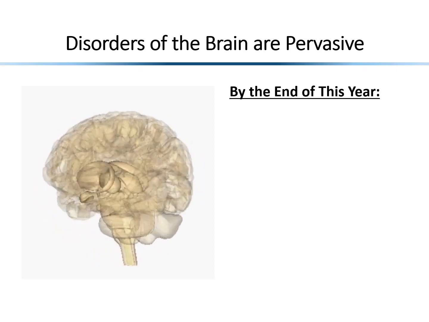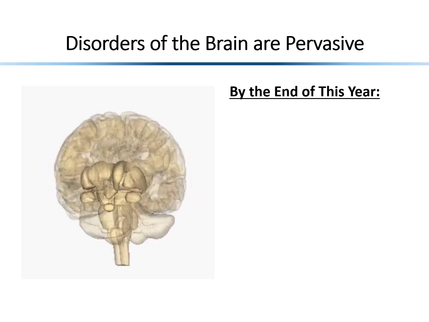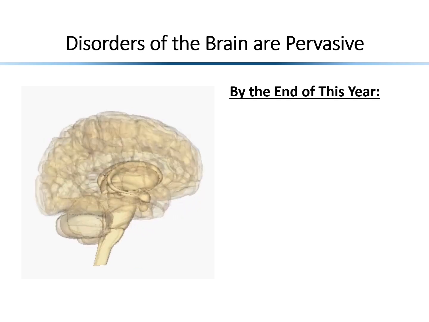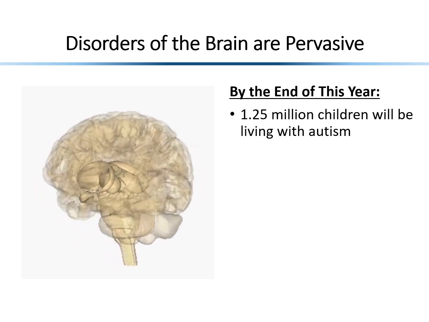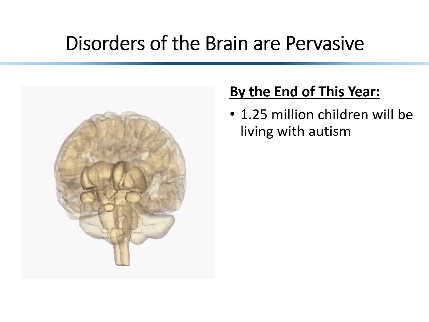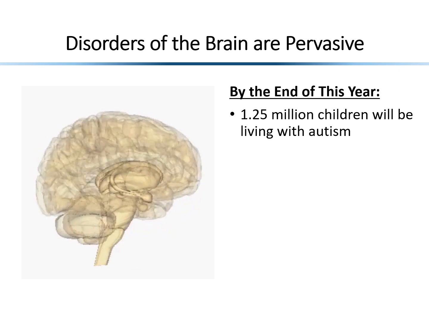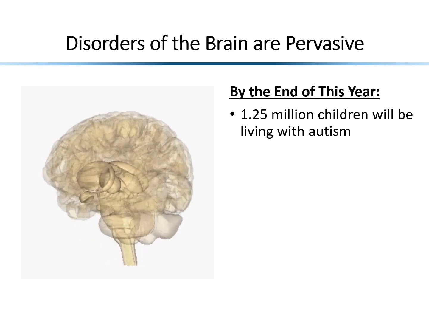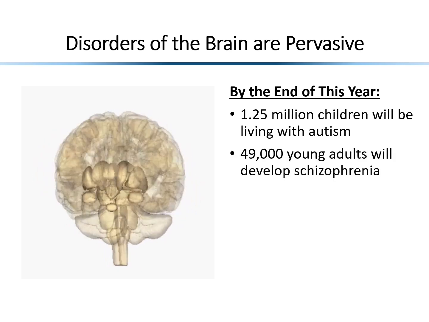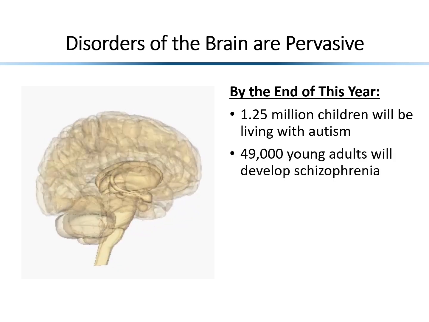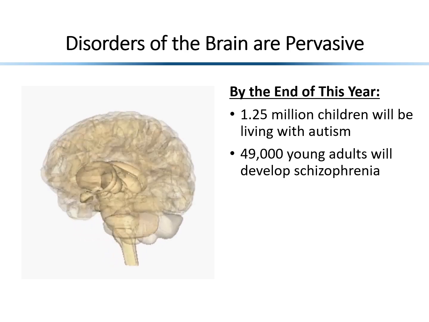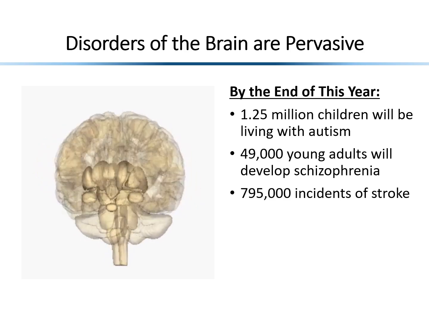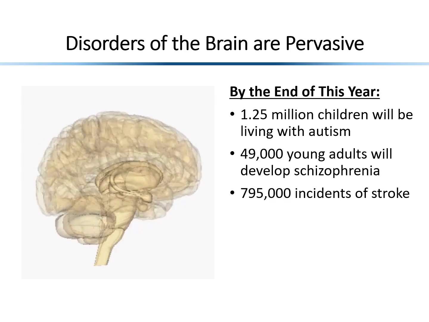Before diving into the methods, I would like to set the stage for much of the work that my lab does. So here are some rough statistics. By the end of this year, approximately 1.25 million children in the United States will be living with autism. 49,000 young adults will suffer their first schizophrenic break. There will be 795,000 incidents of stroke.